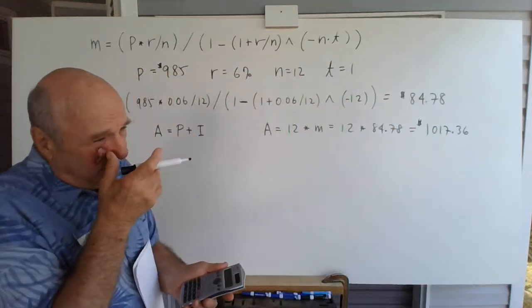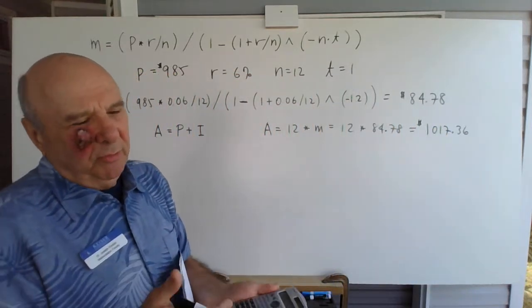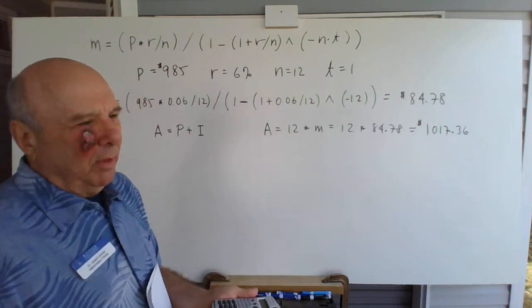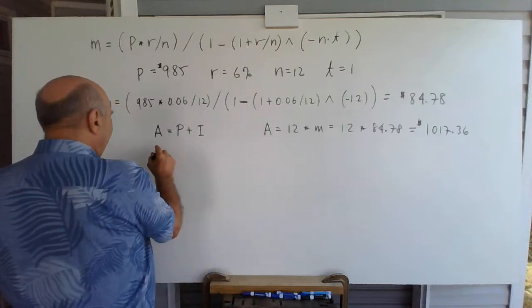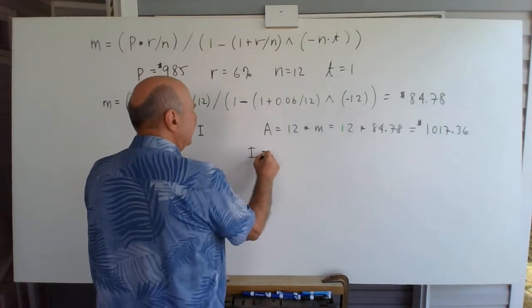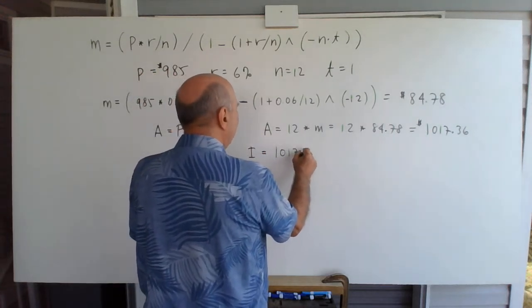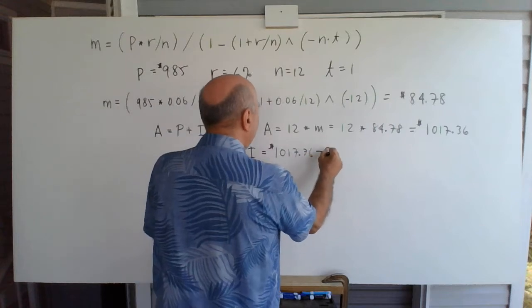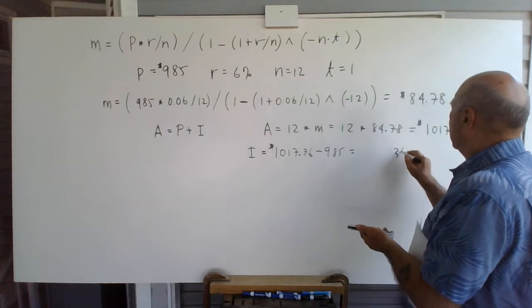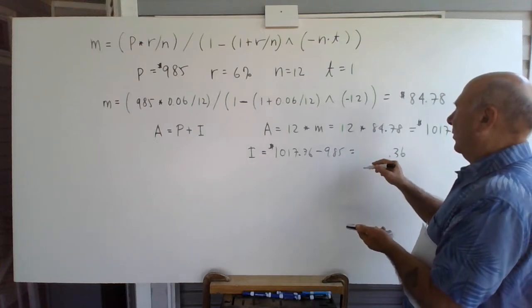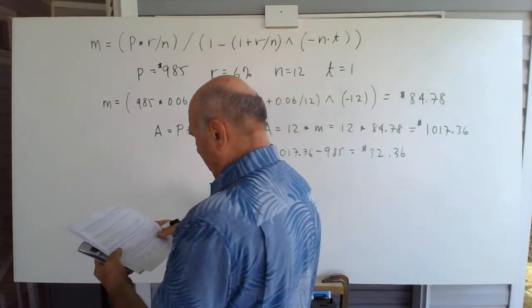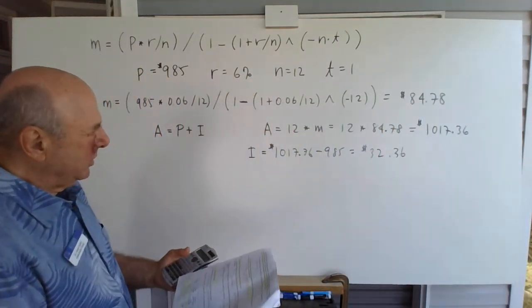So I know this is a payment. So if you're thinking like a savings, then it's accumulated. It's the total accumulated amount. So I can then figure out what I is by subtracting P. So I would be equal to 1,017.36 minus 985. And so I would get 36 and 15 and 17 is 32. So the total interest is $32.36.